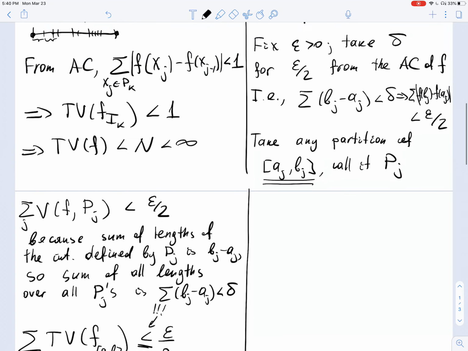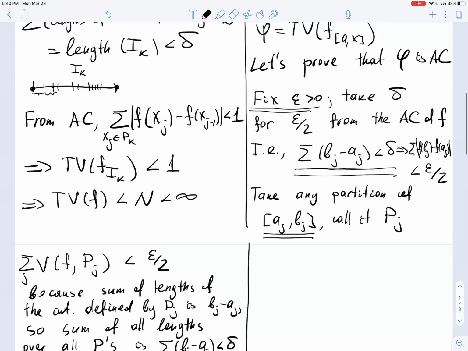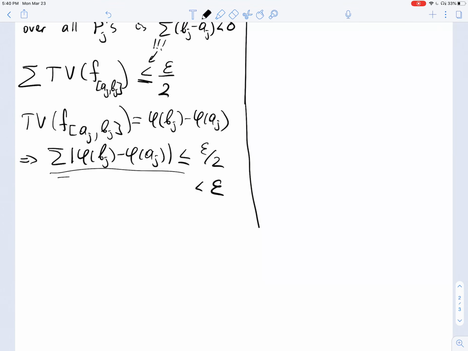So let's go a little bit back and see that we've done everything we needed. So we fixed an epsilon. We took any intervals that are not overlapping and their sum is less than delta. For our chosen delta, we are free to choose delta. So we took any family of intervals with total length less than delta. And we proved that the total oscillation over these intervals is less than epsilon. So we win.